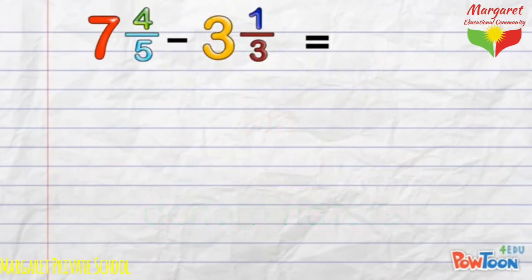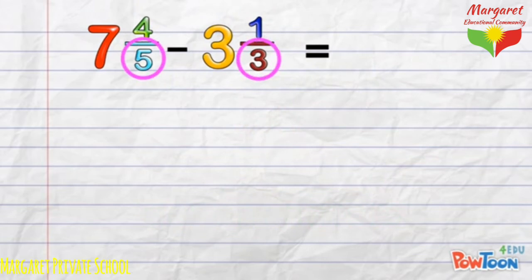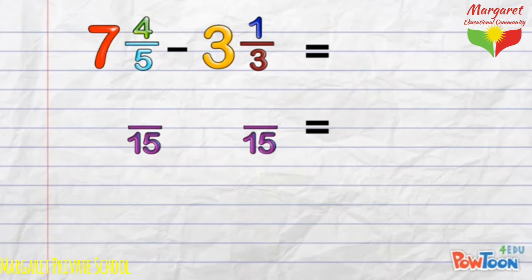Now, let's do one with different denominators. We've got denominators of 5 and 3. Our common denominator is going to be 15. Leave space for the whole number in the answer. To turn 5 into 15, we multiply by 3. So we do the same to the numerator, 12 over 15. To turn 3 into 15, we multiply by 5. Do the same up top.